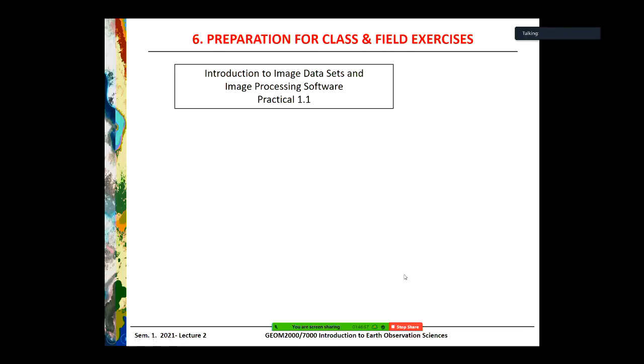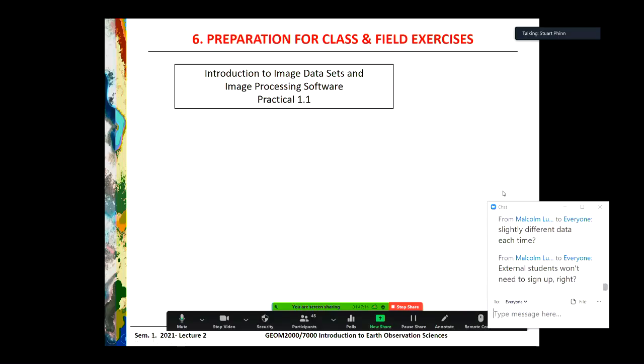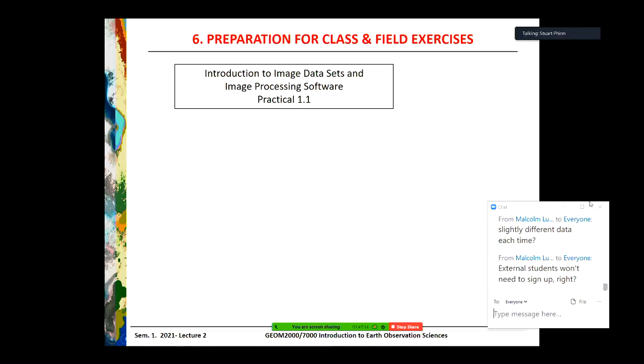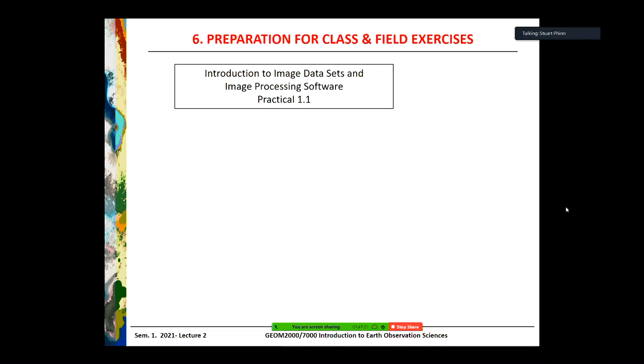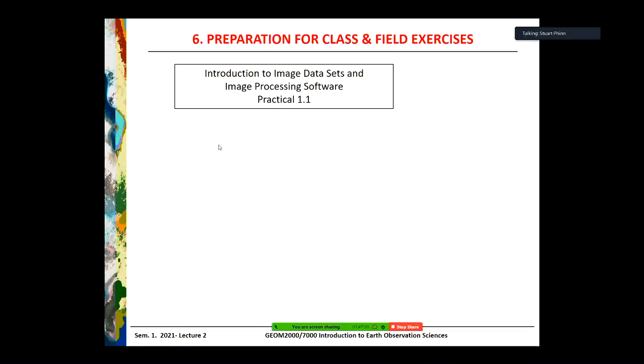Okay, so last week we essentially got into using the QGIS software and bringing in image data sets or image files and understanding what they actually are. So it got you used to what QGIS is and how it works. One of the questions that came up online was external students don't need to sign up. That's correct. There'll be a separate exercise for external students. So last week was here's the software and the data that you're using.